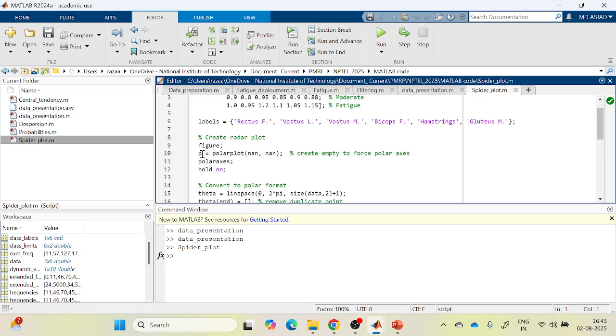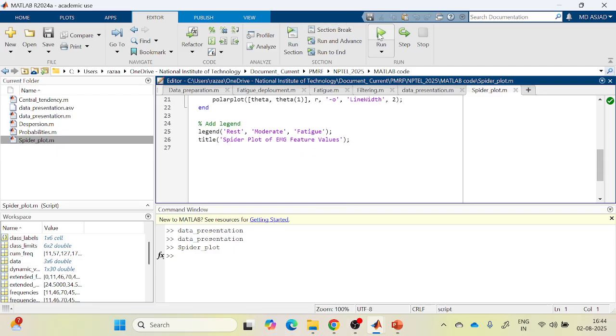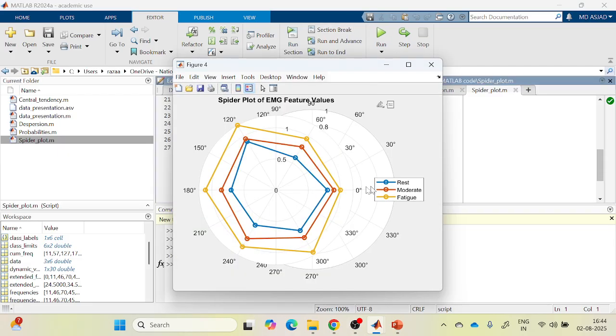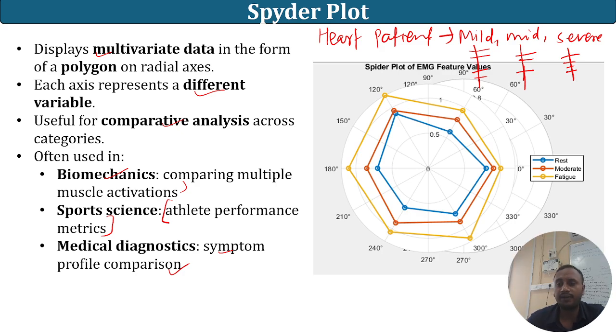Then we can plot the polar plot and convert it, so we'll get a curve like this. Okay, now we'll come back again. Whenever we have to compare between muscles, or compare different activities or maybe the pain level, we can do it through the spider plot.